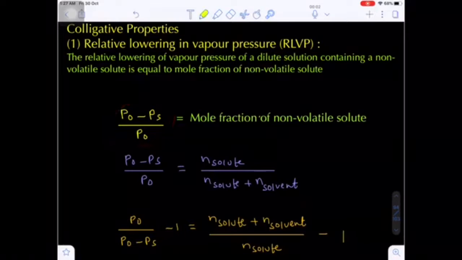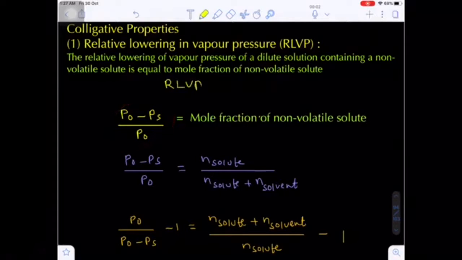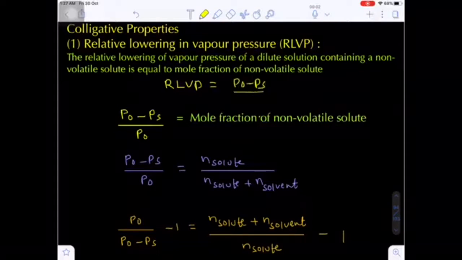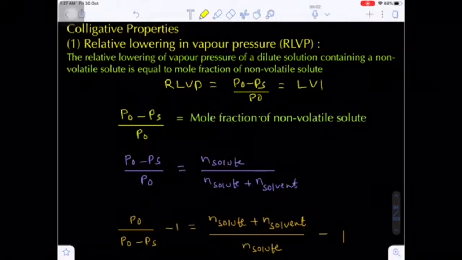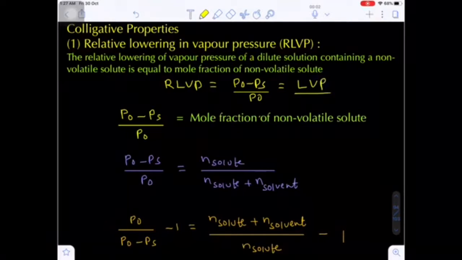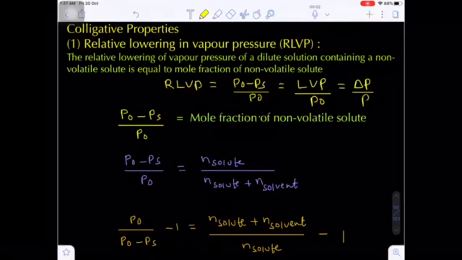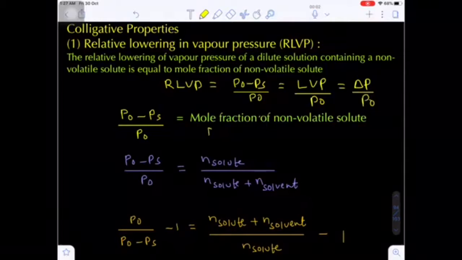Once again I am writing, what is the RLVP? This is nothing but P0 minus Ps upon P0. P0 minus Ps is called the lowering of vapor pressure, divided by the vapor pressure of a pure solvent. Lowering of vapor pressure is nothing but delta P, divided by the vapor pressure of a pure solvent, which is P0. Okay. Now we know from Raoult's law.